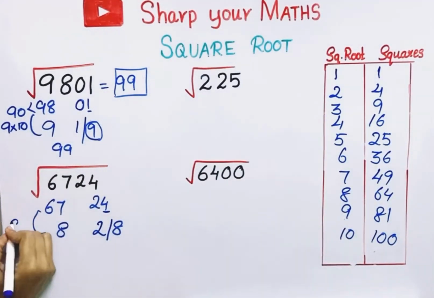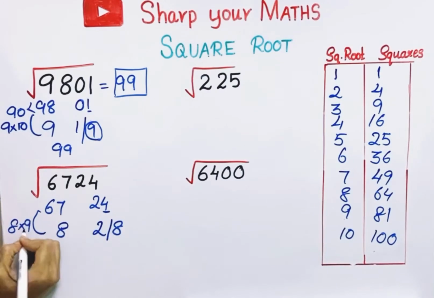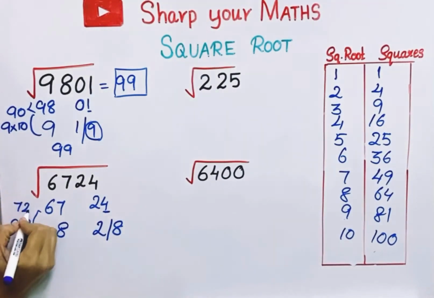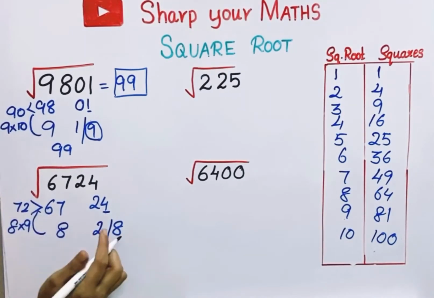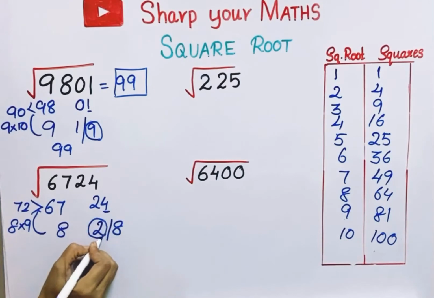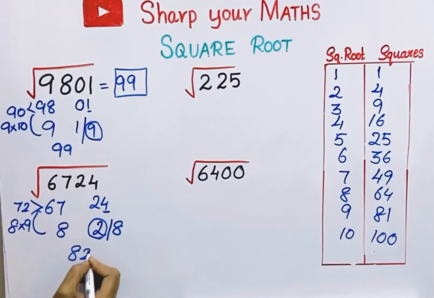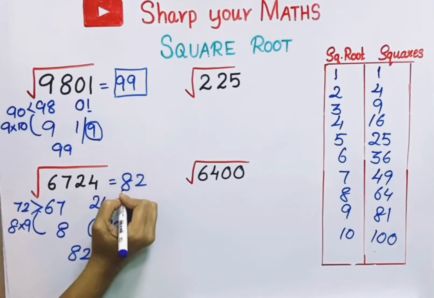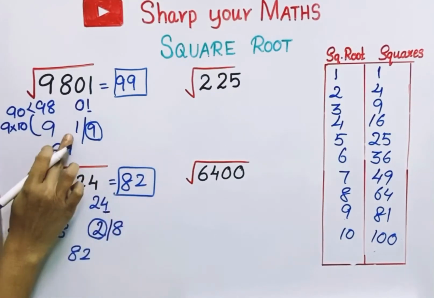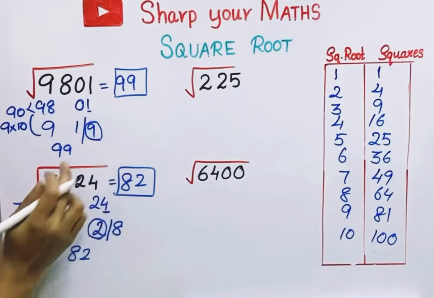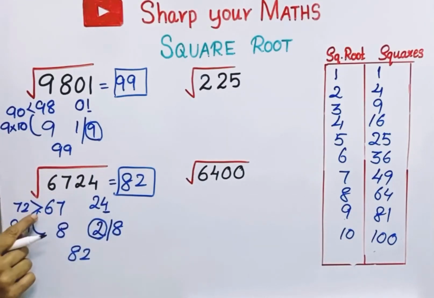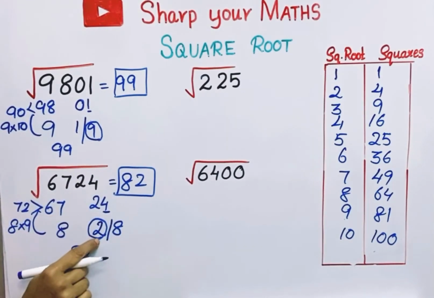Now take this 8 and multiply with the next number. 8 9s are 72. Compare. So this 72 is bigger. The number in the group is smaller. So choose the smaller number. 82 is the square root. See, in the previous question, after comparing, the number in the group is bigger, so bigger number. Here, in this comparison, the number in the group is smaller, so smaller number.